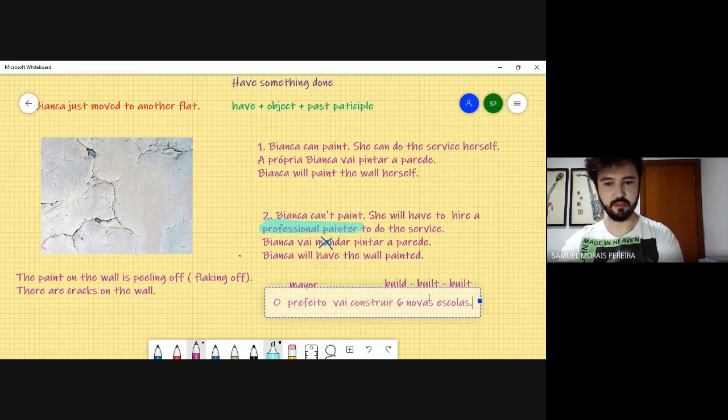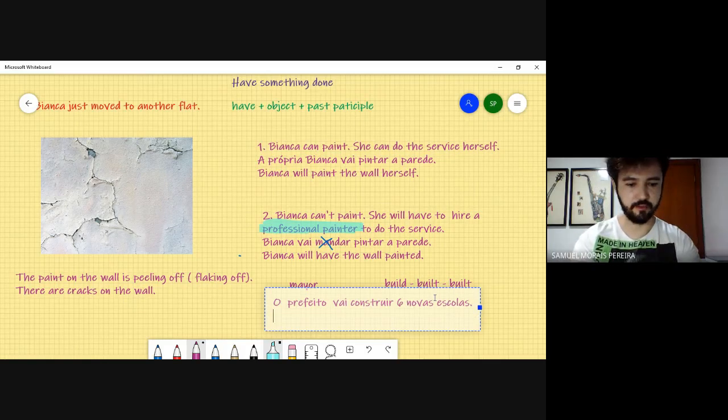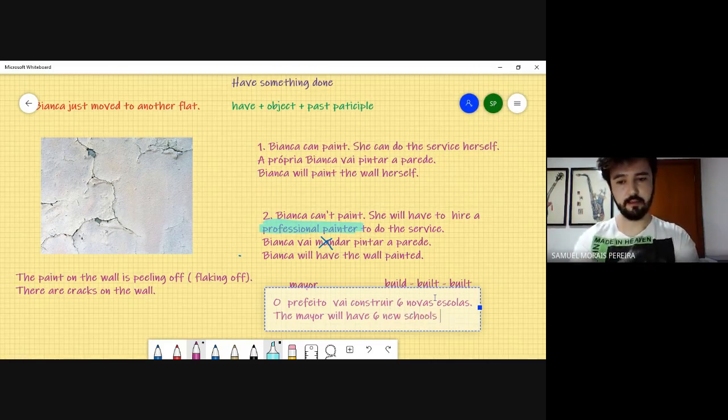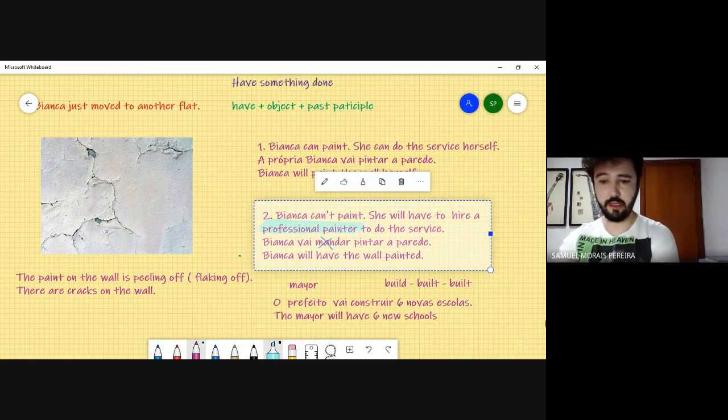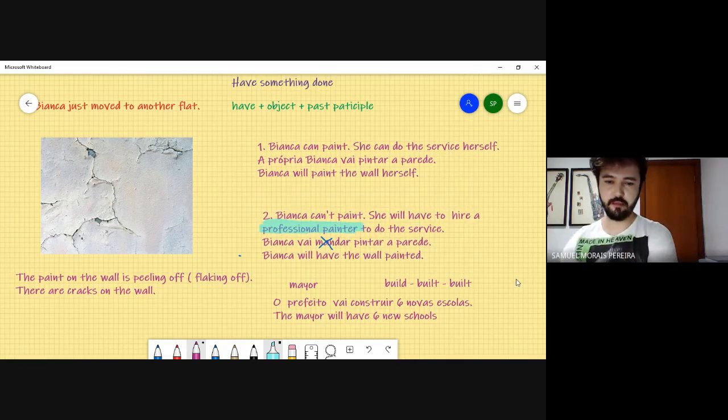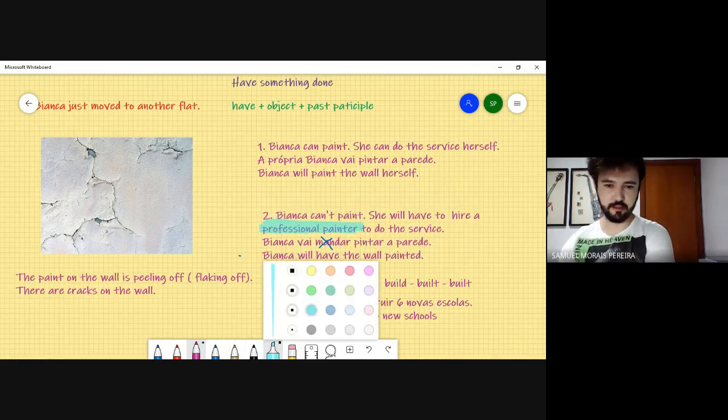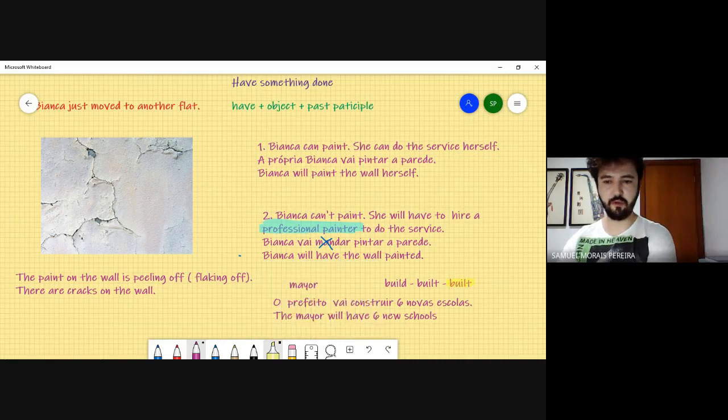So, you have to say like this. Olha, the mayor vai, tá no futuro, so you say will have, ok? O que ele vai construir? Ó, 6 new schools, and then I have to use the verb. The verb is build. I have to use it in the past participle, just so that you can remember. I told you that the past participle is the third column of the list, so you have to take this form here, okay?